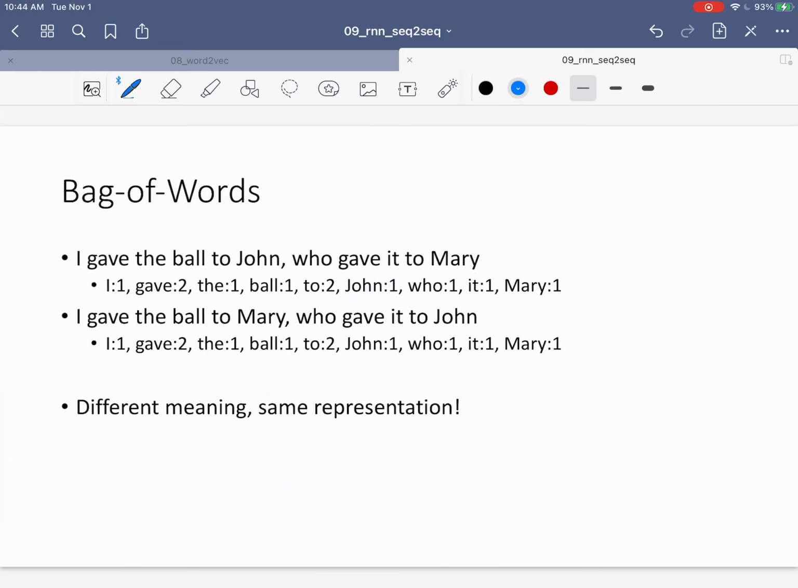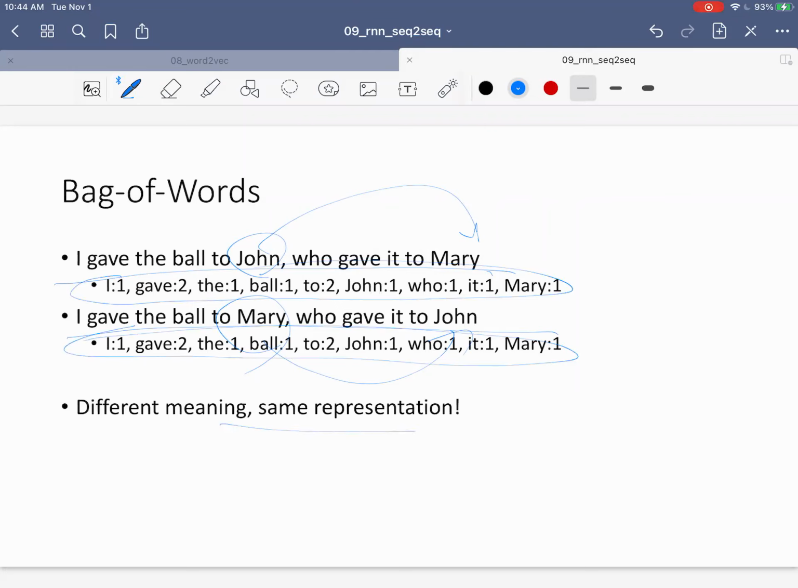Right. So here's a very good example of that. I gave the ball to John, who gave it to Mary. That's one sentence. Another sentence is, I gave the ball to Mary, who gave it to John. Clearly these 2 sentences represent different meanings. In the first one, John first receives the ball, and then John gives the ball to Mary. But in the second sentence, Mary receives the ball, and then she gives it to John. So clearly they are 2 different sentences. But if you represent them in the counting vector style, you would get the exact same 50,000 dimensional vector.